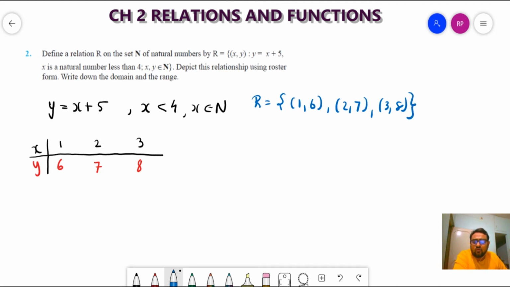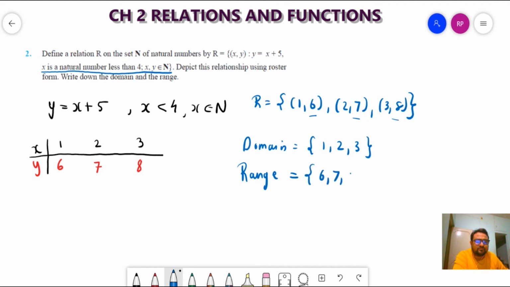Clear? So now what will be the domain? See here in domain it is given x is a natural number less than 4 and (x, y) belongs to N. So domain will be equal to which value of x we can take: 1, 2 and 3. Okay, and what is the range? Okay, this is the range: 6, 7 and 8. So note down question number 2.